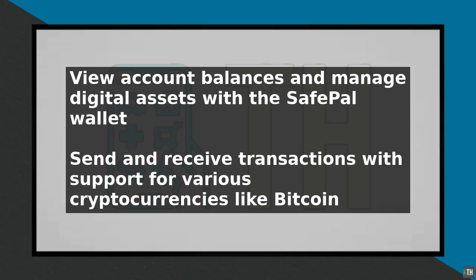To add a new cryptocurrency to your wallet, simply click on the Add Coin button and select the coin you want to add. You can also use the search function to find a specific coin. Once you have added a new coin, you can view its balance and transaction history.